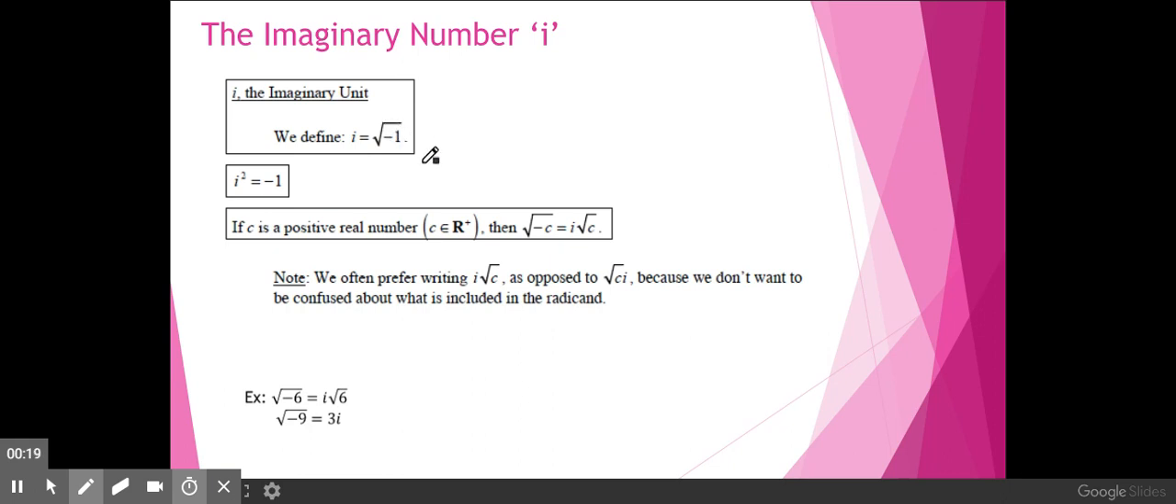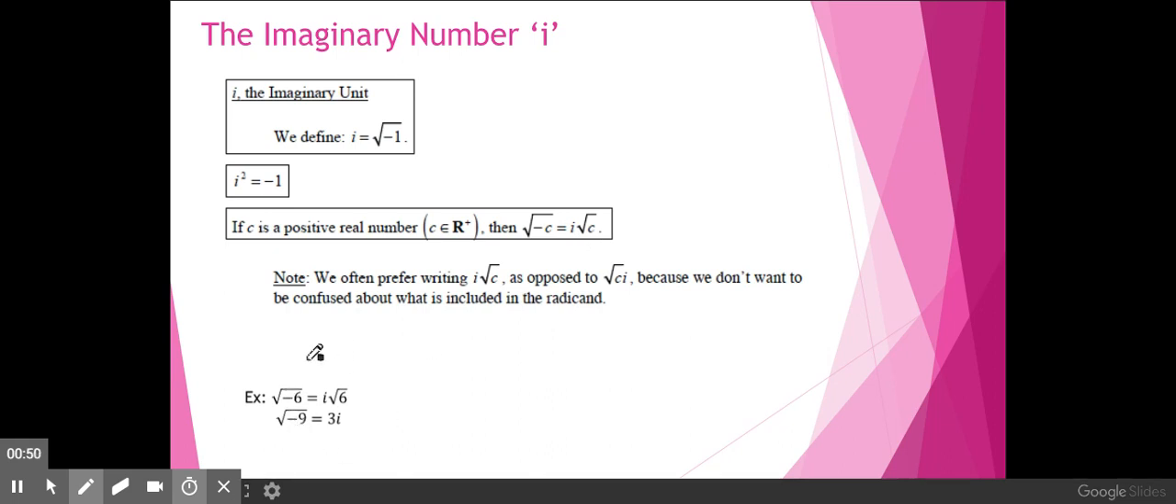Since we know that we can't have negatives under a square root, if that does happen, we end up getting an imaginary number. So therefore, if i is the square root of -1, if we square i, we get just -1, because the square of a square root cancels and we're left with -1. So basically, what this is all saying in mathematical terms is the square root of any negative number becomes i times the square root of that number.